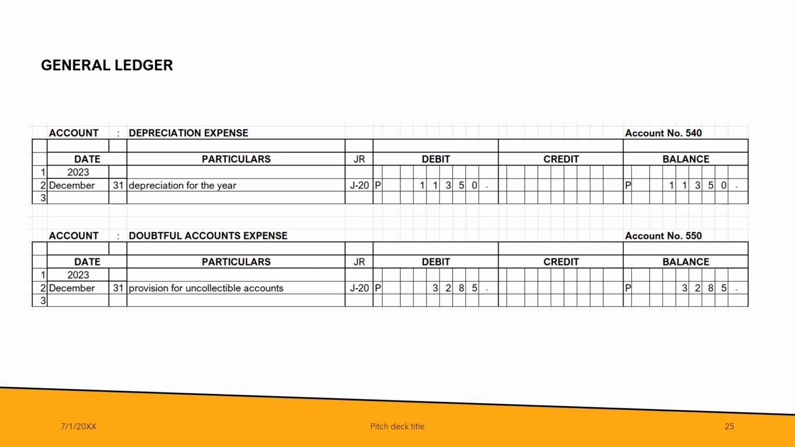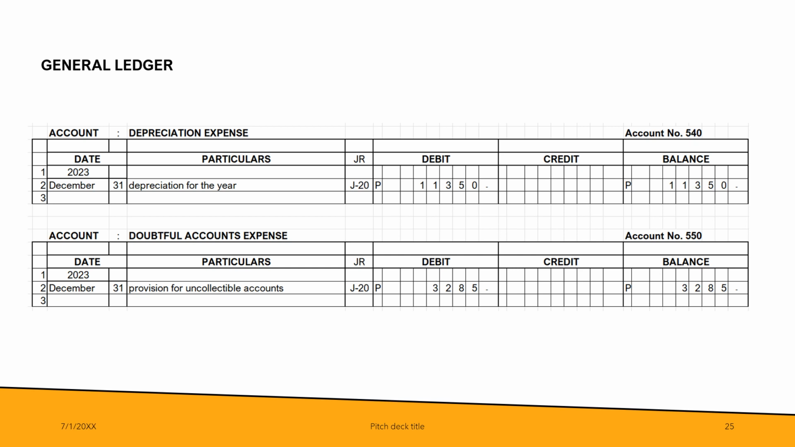Okay, so we have here the depreciation expense account. And for the particulars, as you can see, we typed here depreciation for the year. The JR is J-20 or GJ-20. J is journal, GJ is general journal. So either of the two. Then debit is 11,350 because the depreciation expense for the year is 11,350 and it's a debit. And then we get the balance. 11,350 is also the balance.